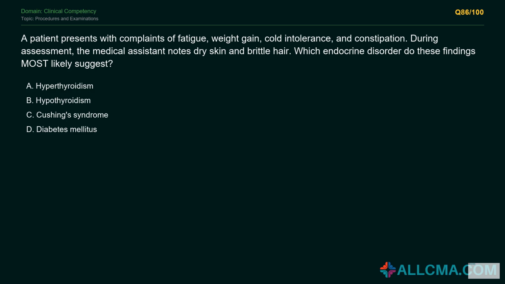Question 86. A patient presents with complaints of fatigue, weight gain, cold intolerance, and constipation. During assessment, the medical assistant notes dry skin and brittle hair. Which endocrine disorder do these findings most likely suggest? Option A, hyperthyroidism. Option B, hypothyroidism. Option C, Cushing's syndrome. Option D, diabetes mellitus.